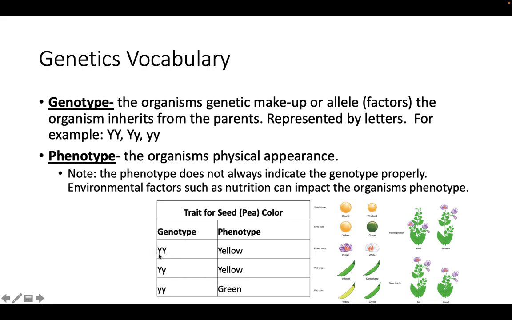So here we have a genotype of big, we get a yellow color. Big, little, we get a yellow color because it's still got the dominant one, which is going to then hide the recessive, and then the recessive is the green.